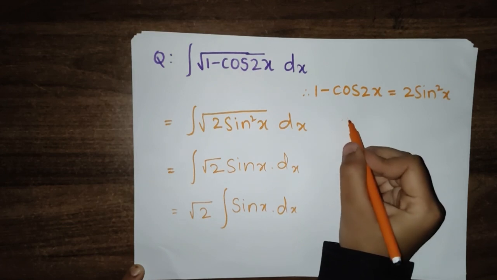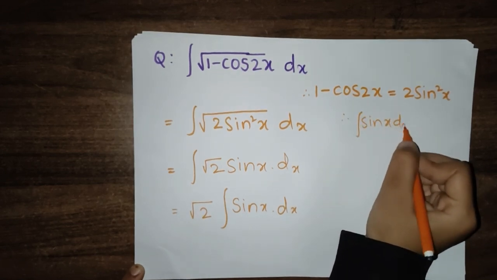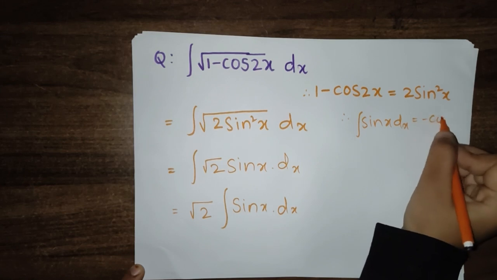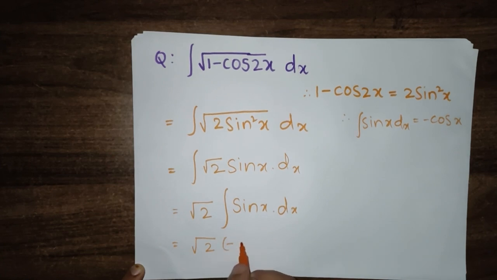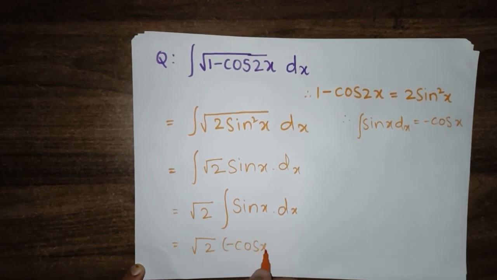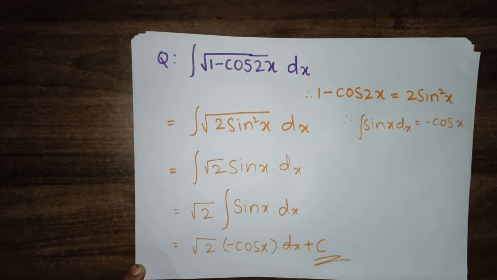As we have seen somewhere, integration of sine x dx is nothing but minus cos x. So root 2 minus cos x. Now, we are removing the integral part, right? So we have to add the constant c, and this is our final answer.